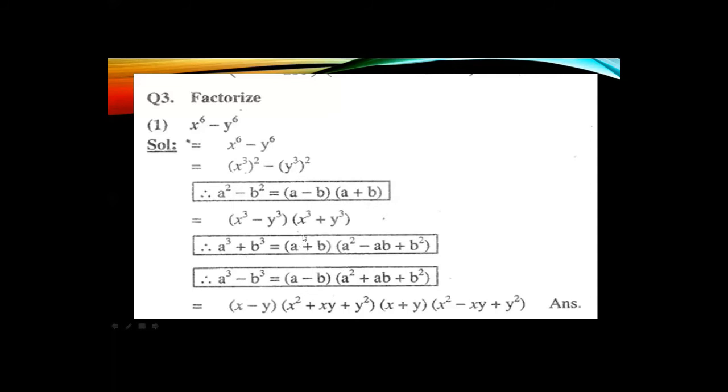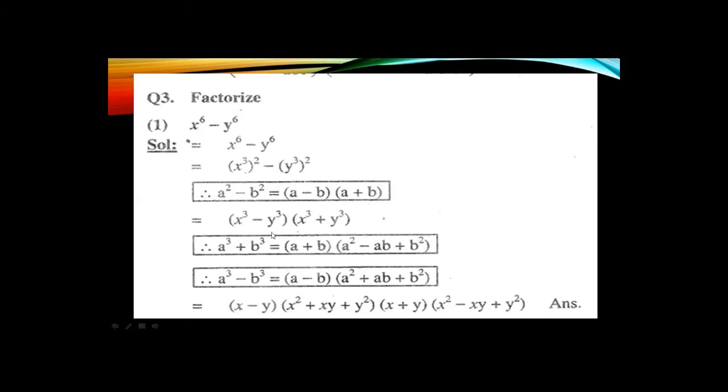Then what will we do next? We'll apply the cube formulas here. In the first bracket we are going to apply the difference of two cubes, and in the second we are going to use the sum of two cubes. So a cube plus b cube, same sign, a plus b, then opposite sign, a square minus ab, then the third term is always plus b square. a cube plus b cube is equal to (a plus b)(a square minus ab plus b square), and the second formula, a cube minus b cube is equal to (a minus b)(a square plus ab plus b square).